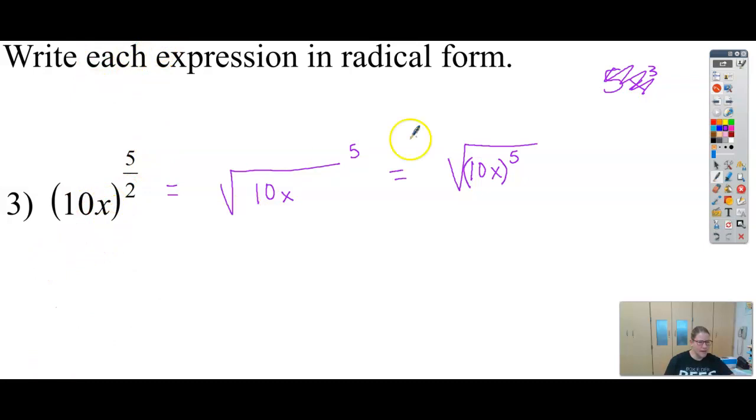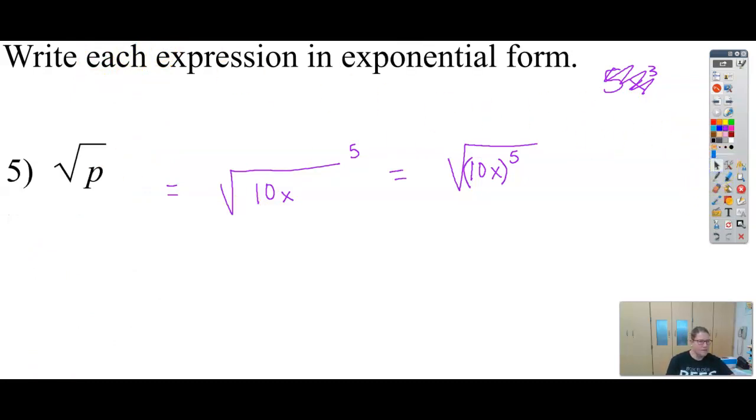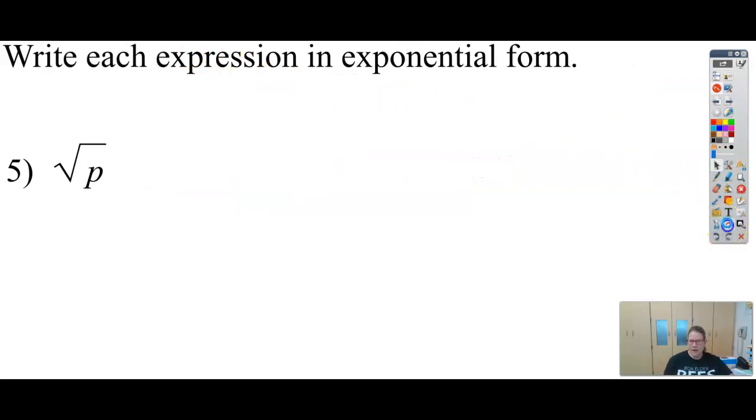All right, let's skip ahead a little bit and try something else. So on this one, I see that there's just a p under a radical. There's no numbers around it. There's no power, and there's no root. So remember, if there's no number here, that means this is a square root. And if there's no power here, that means it's being raised to the 1st power.